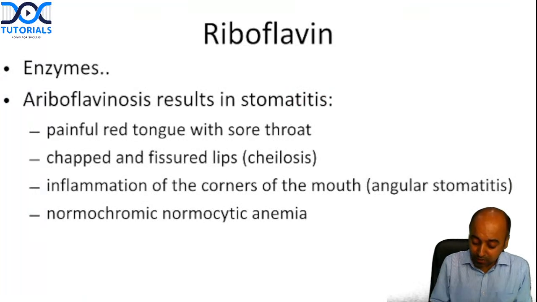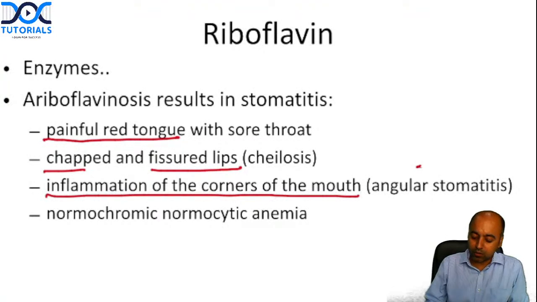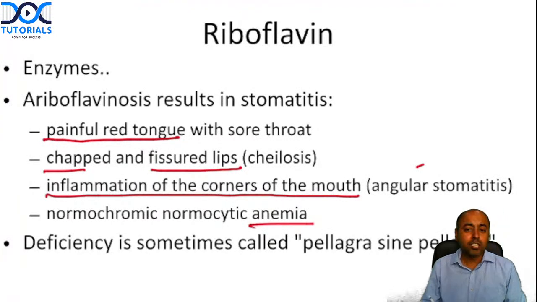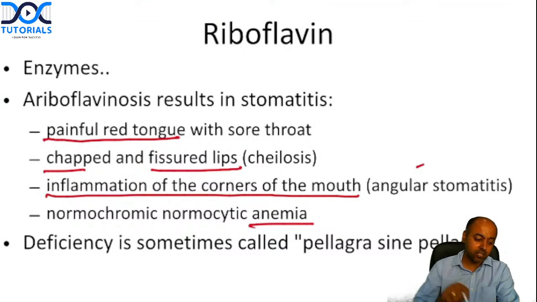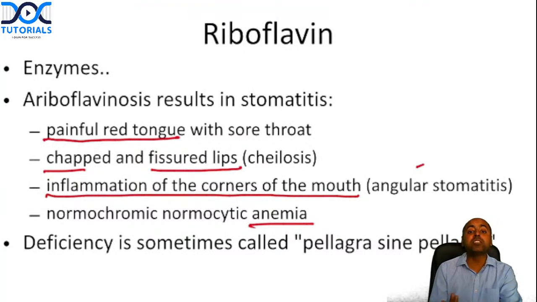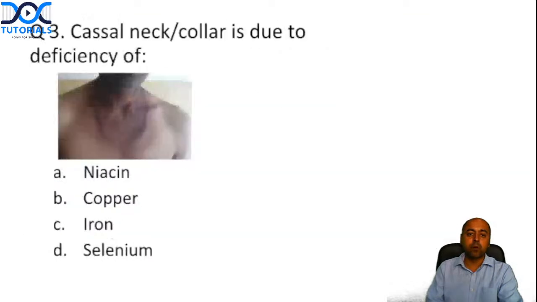So here you have painful red tongue, fissured lips, and the inflammation of the corner of mouth is called angular stomatitis. These patients will also have anemia, and the appearance of stomatitis is similar to that we see in pellagra. So in pellagra also we have stomatitis, here also we have stomatitis. Both of them have similar presentation. Painful red tongue with sore throat, chapped and fissured lips, and inflammation of the corner of the mouth.